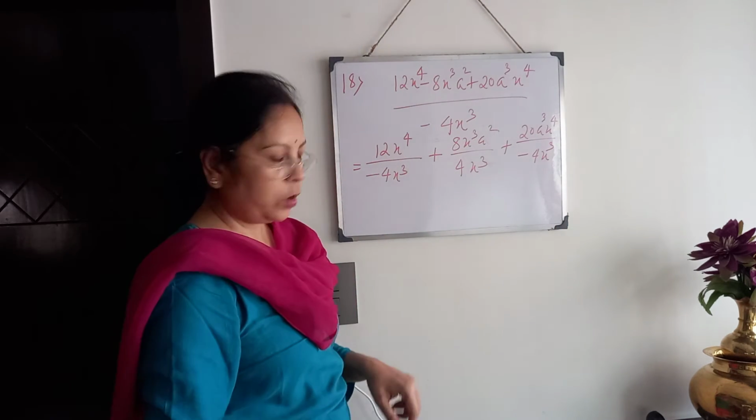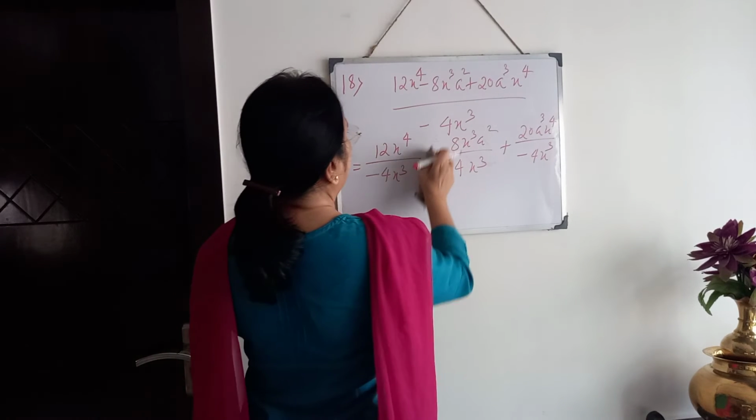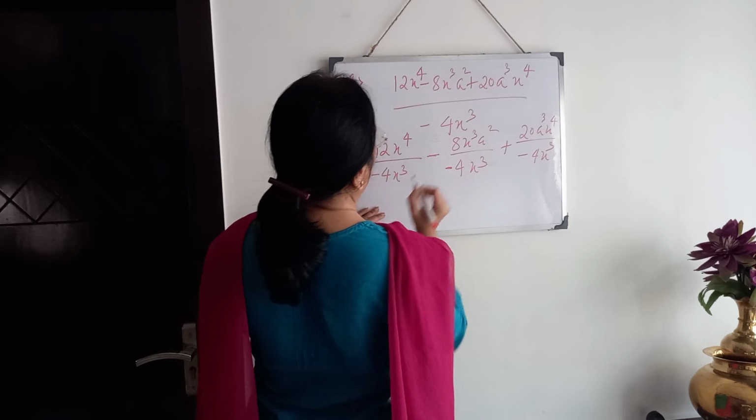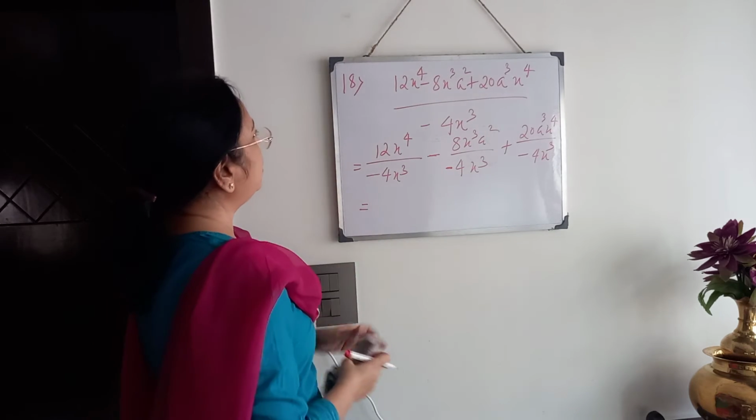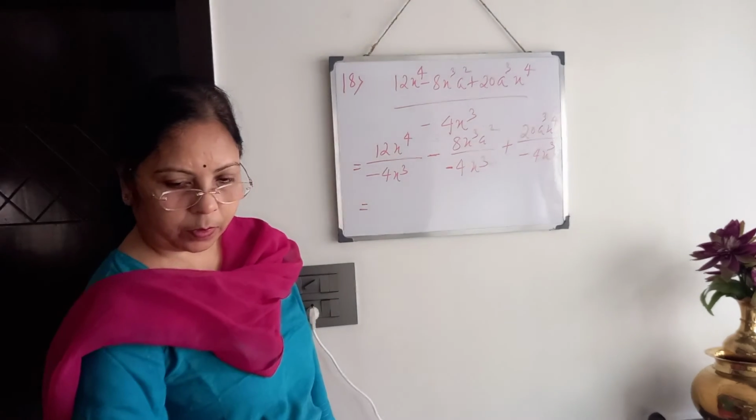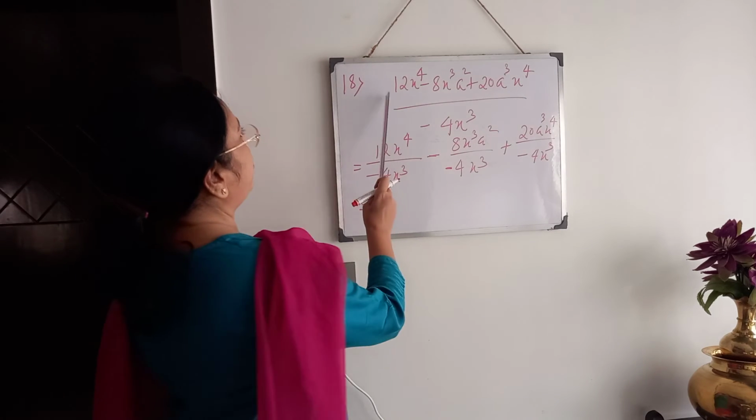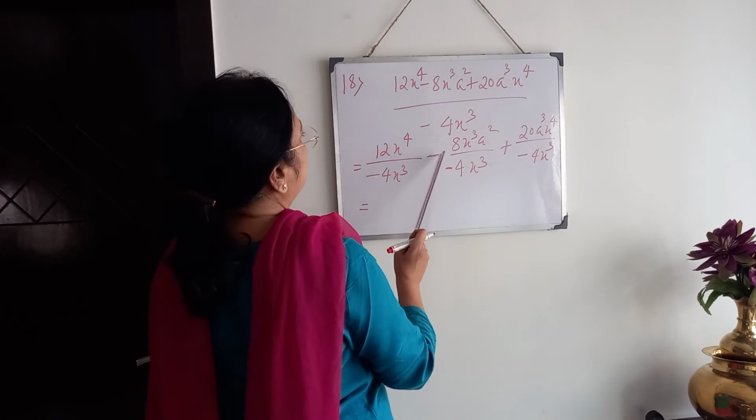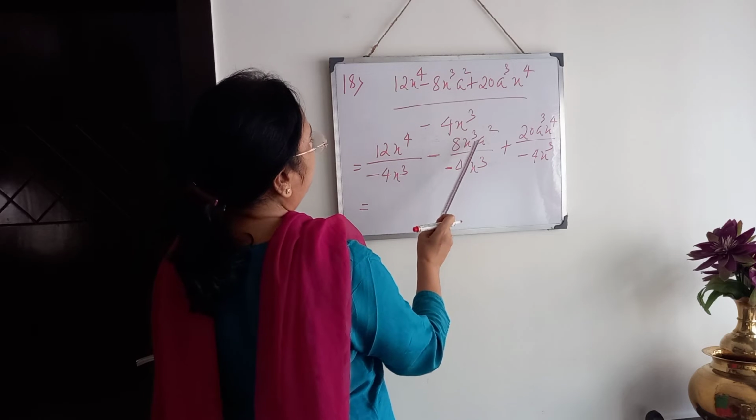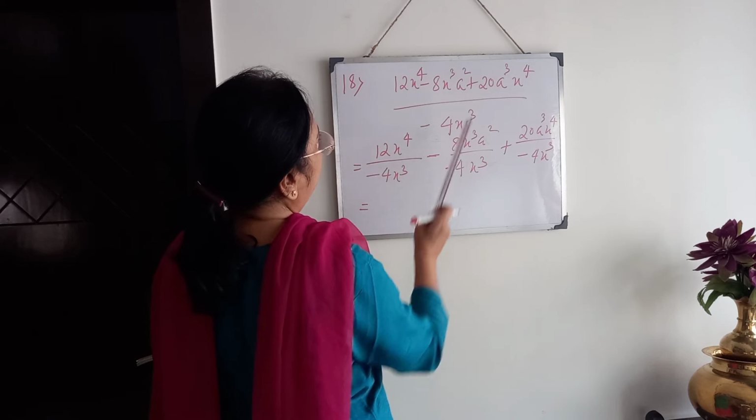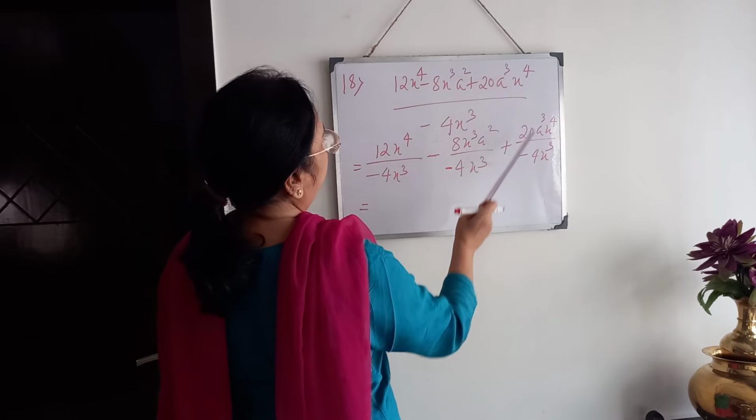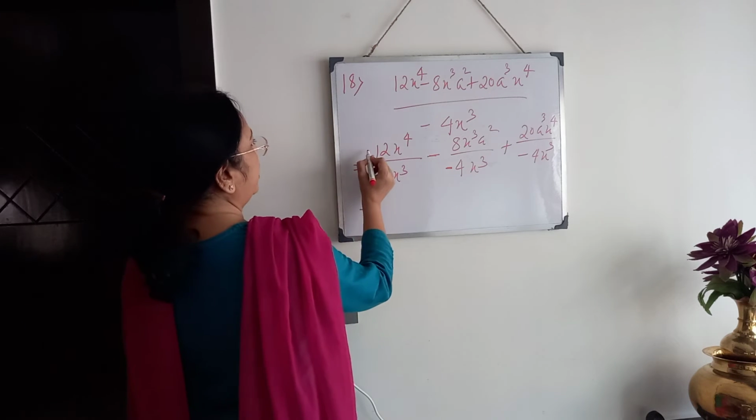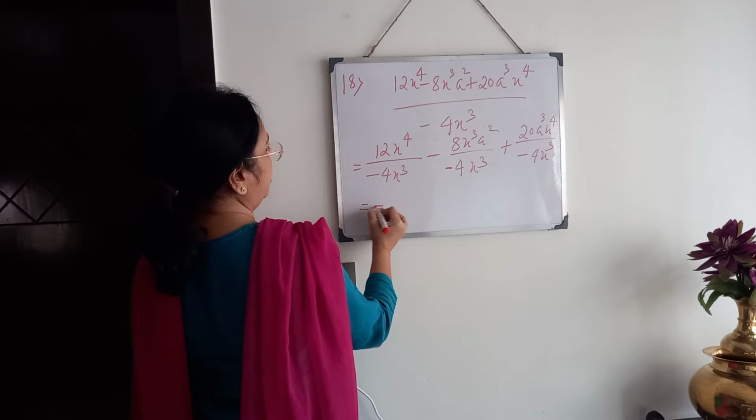So one thing also you can do here. Next step we will do that. Minus sign give here and here also write a minus. What we have done here, we have separated the terms. 12x to the power 4 by minus 4x cube minus 8x cube square by minus 4x cube plus 20a cube x to the power 4 by minus 4x cube. Now see, there is plus minus.